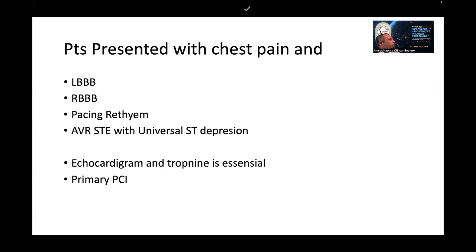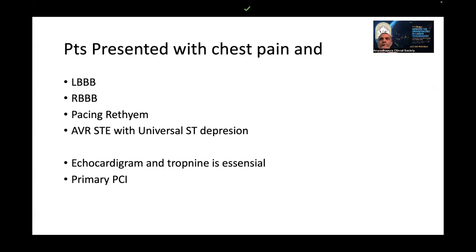So the patient presented with chest pain and these findings, how to approach: left bundle branch block, right bundle branch block, pacing rhythm, aVR ST elevation with universal ST depressions. If these are there, given the clinical history is very suggestive, chest pain and setting, ideally echocardiogram is essential because echo will show whether the patient has a left bundle branch block and a non-STEMI. You can have a right bundle branch block with a non-STEMI.